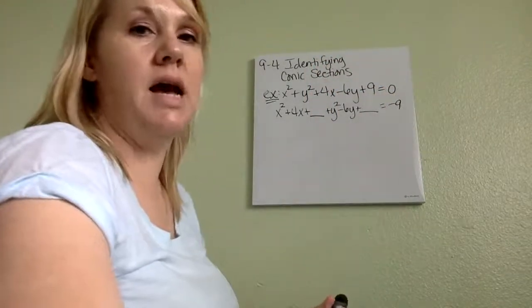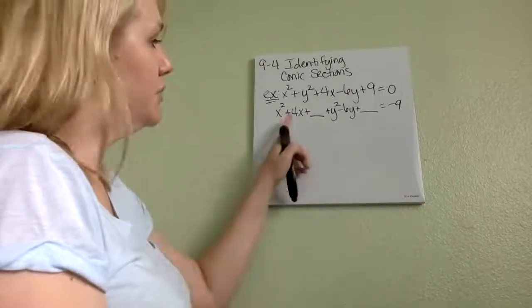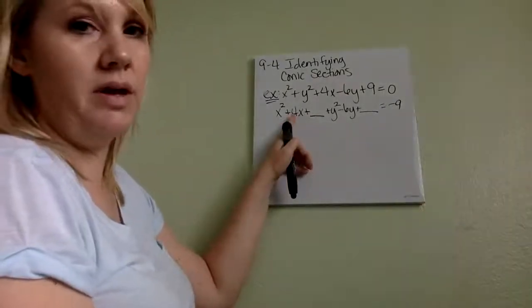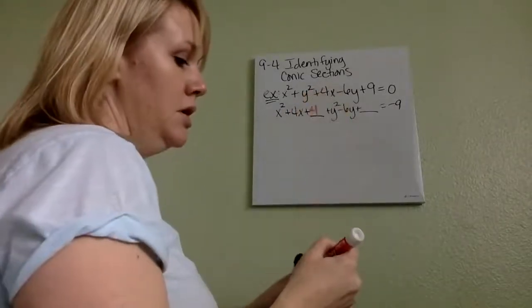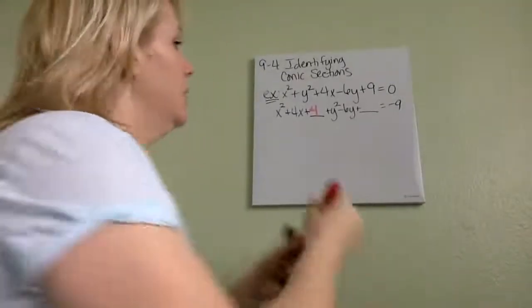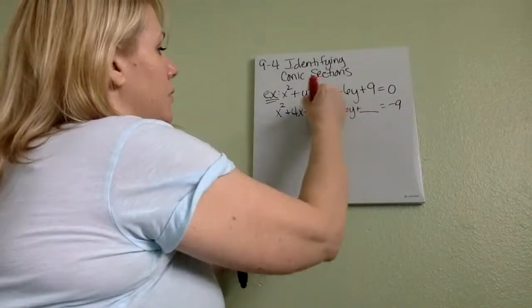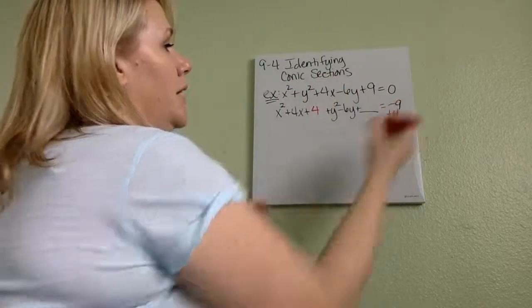So then I decide what number goes in the space that completes the square. And remember, we talked about the middle number, half of it, and then square that number. So half of 4 is 2. 2 squared is 4. That's not what I wanted to do. It's like this. So I'm going to add a 4 right here. I'm going to add that 4 over to the right-hand side.